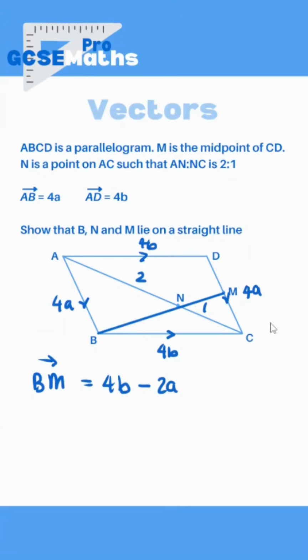Now I'm going to choose one of the smaller ones, either BN or NM. To go from B to N, I want B to A to N. So I need to know the whole of AC, first of all. A to C would be 4b plus 4a.